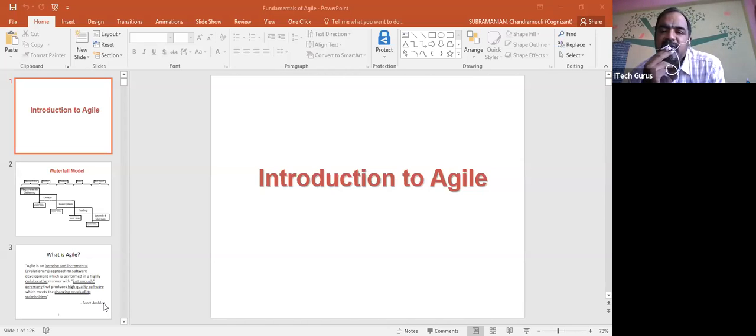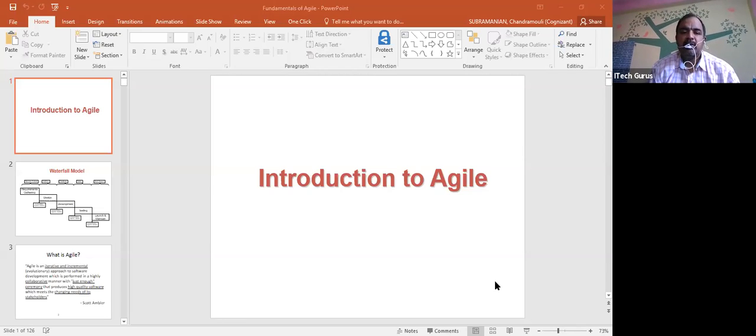So Agile is something between stability and flexibility. How you are managing between stability and flexibility is what is called Agile. Any questions so far? I hope I have introduced a lot of terminologies here before getting into what is Agile. Any question?